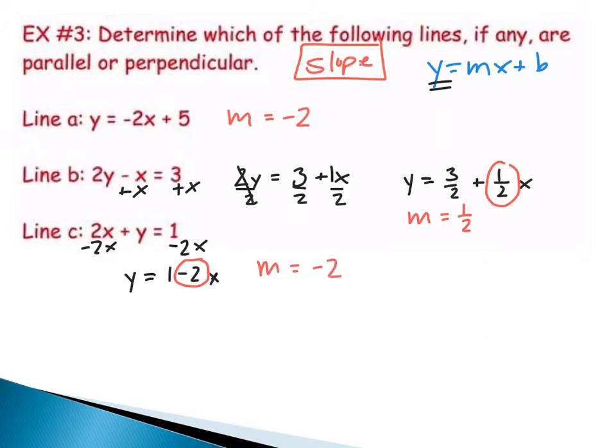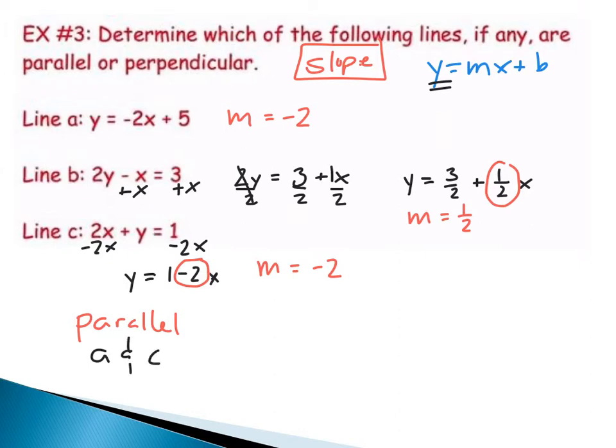So which lines are parallel, which lines are perpendicular? Well, again, parallel means they must have the same slope. So parallel, which 2 lines have the same slope? Well, if you look at lines A and C, they both have a slope of negative 2. So that means parallel, we're going to have A and C.